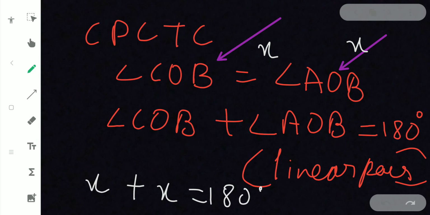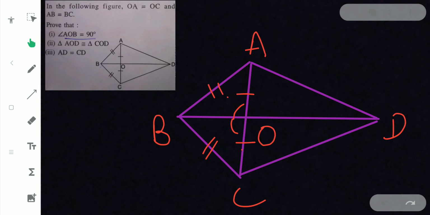You know that angle AOB we considered as x and which is equal to 90 degree. So now what they asked to prove is angle AOB is equal to 90 degree, hence proved. We can write at last, hence proved. I am keeping tick for this one. Now what they are asking to prove is triangle AOD is equal to triangle DOC or COD.